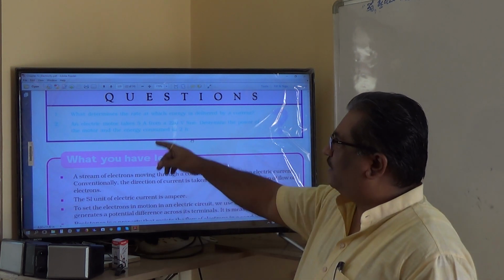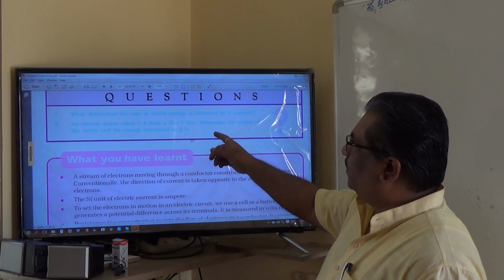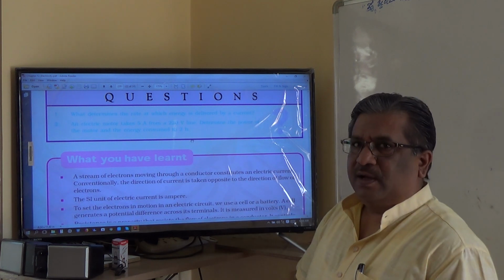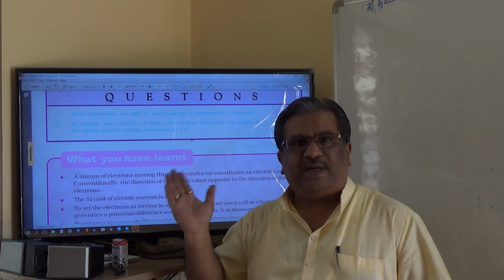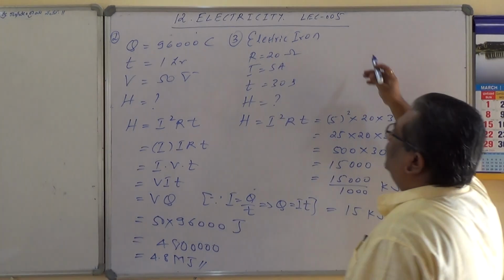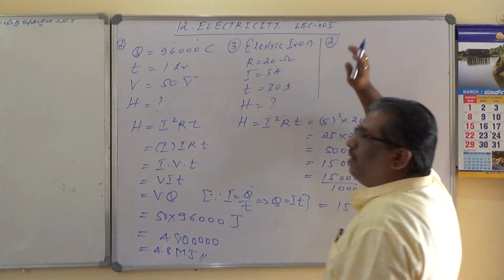Next, an electric motor takes 5 amps current from a 220 volt source line. Determine the power of the motor and energy consumed in 2 hours. So, shall we solve this one? Such numericals you can expect very well.